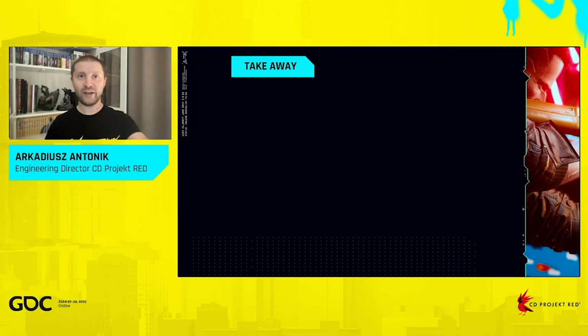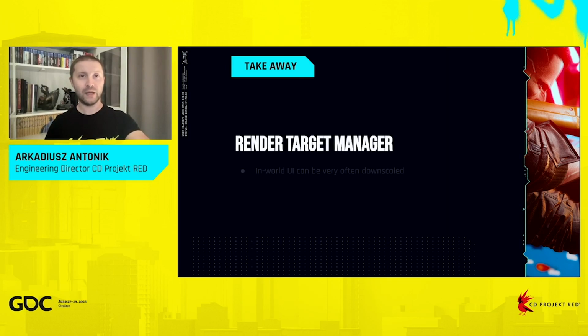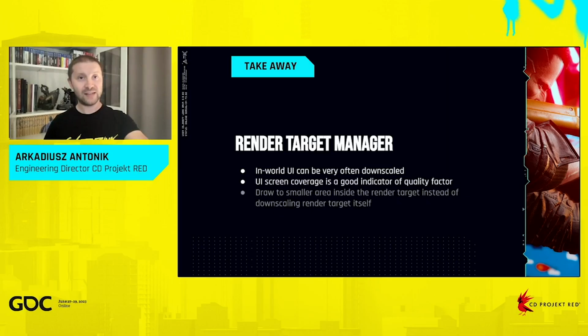Here we are. Almost the last takeaway, this time about render targets. UI in world can very often be downscaled without visible quality reduction. And to be sure about UI quality, we can use screen coverage as a factor. Lastly, we will achieve a better result drawing the whole hierarchy to a smaller render target instead of a downscaled render target itself.